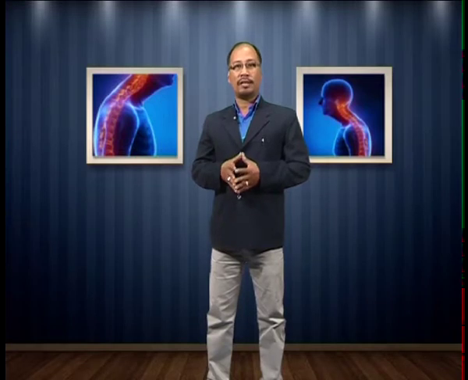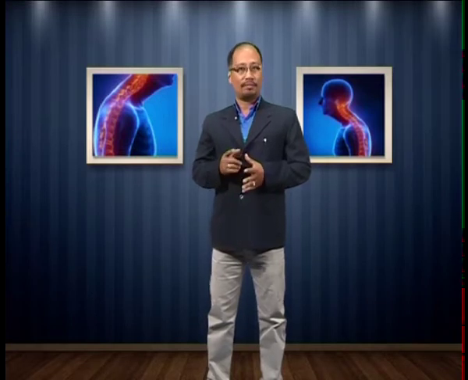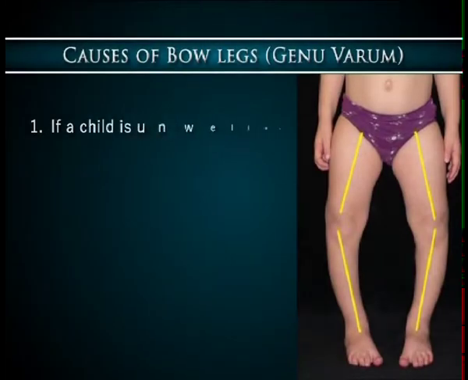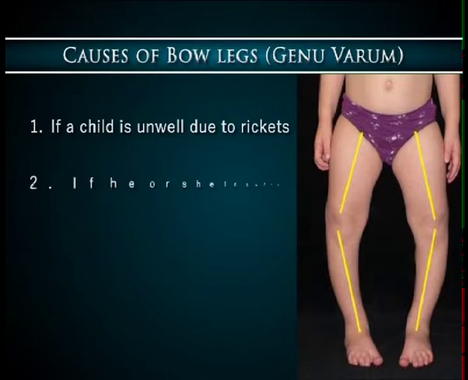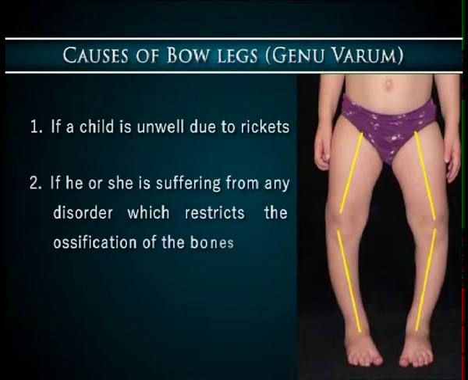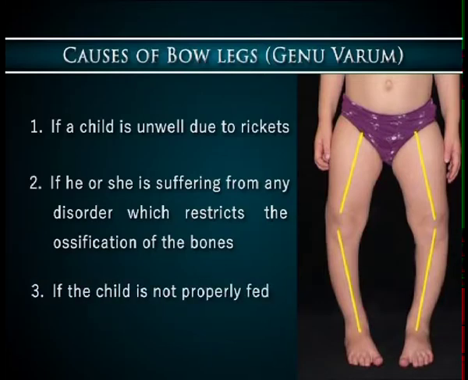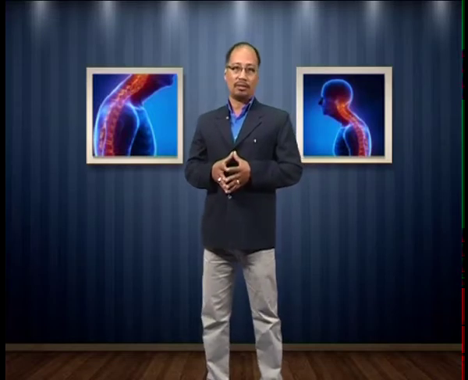Rickets are the primary causes of this physical deformity. Bow-leggedness remains persistent under the following condition. First one, if a child is unwell due to rickets. Second one, if he or she is suffering from any disorder which restricts the ossification of the bones. Third one, if the child is not properly fed. In a few cases, infants suffer from one-sided bow leg, problems due to tumor, skeletal problems, or infections.